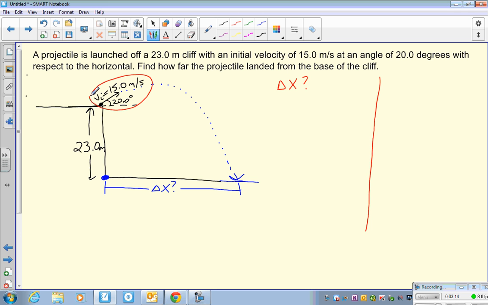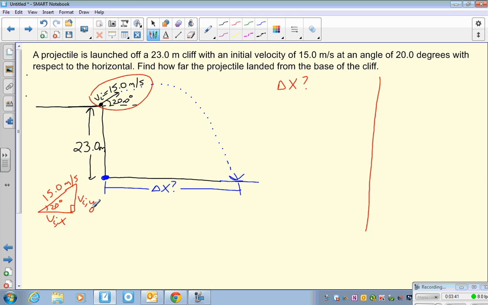You need to make a triangle, and you can do it here, or you can make a larger triangle off to the side that will give you the components of your velocity. So on the hypotenuse, put your initial velocity, 15.0 meters per second. Put your angle in there, which was 20 degrees. And then at the base, we have V initial in the x direction and V initial in the y direction.